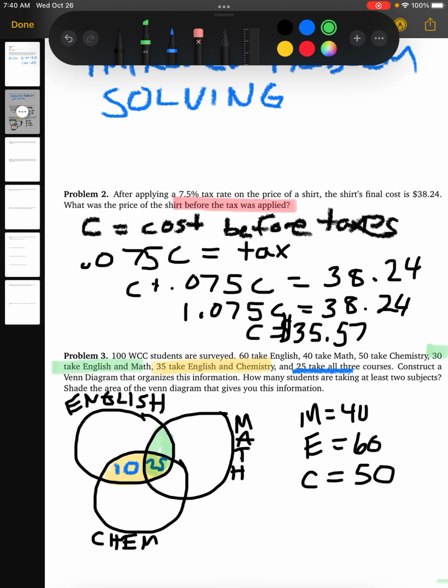And so now we're going to keep working backwards. We're going to say, okay, I've got my 35 people who take English and chemistry. I've got my 30 people who take English and math. I've got my 25 people who take all three. Now it's time to fill in the rest of these bubbles. So we know that there are 40 total people who take math. So in our math bubble, we should have 40 total people. I see right now we have 5 and 25, so that gives us 30. So if I'm going to have 40 people total, that means I would have 10 right there.